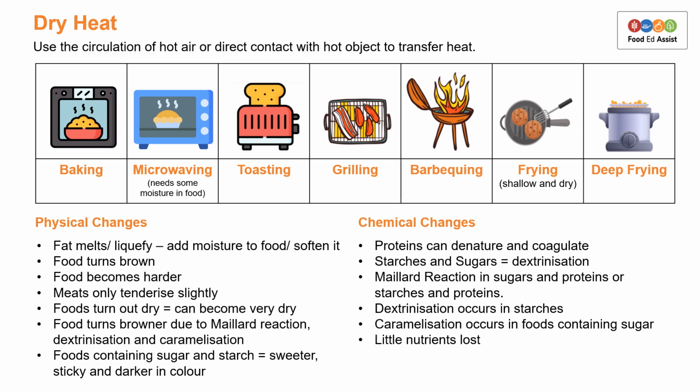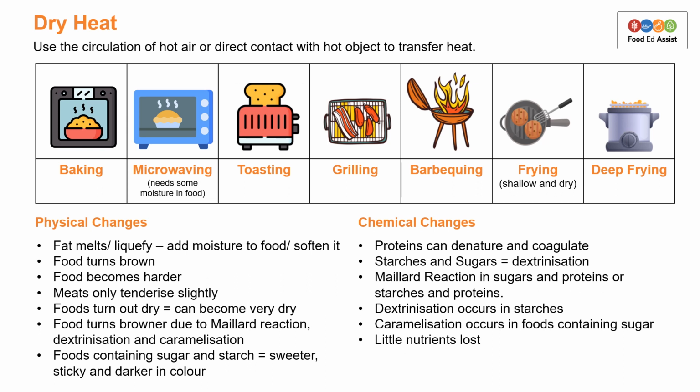Foods turn out dry. They can become very dry. The foods can turn brown, and we know this is because of the Maillard reaction, dextrinization and caramelization, which are chemical changes. Our physical change is also that the food can actually become sweeter, stickier and darker in colour, so the appearance is changing, and that we know is caramelization.